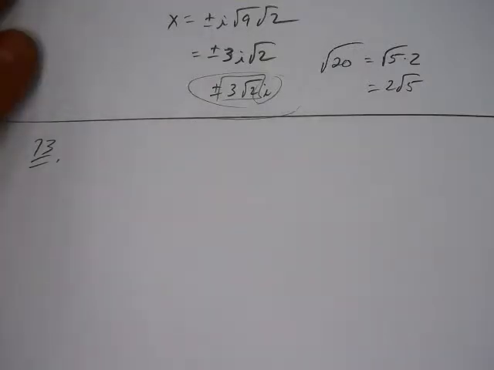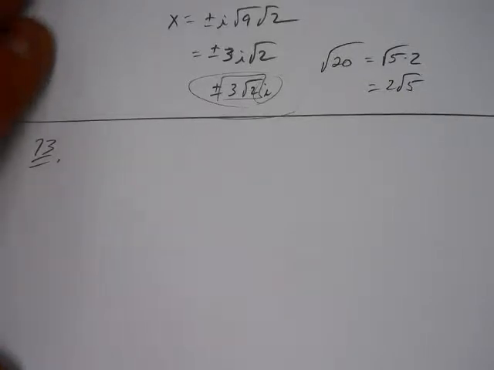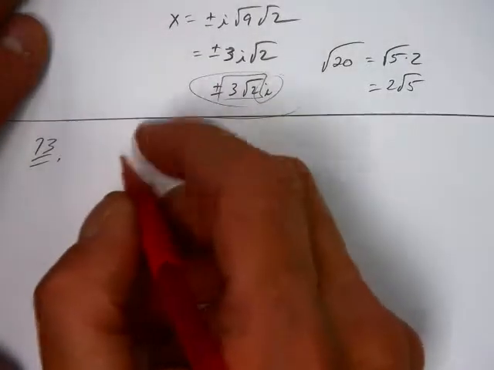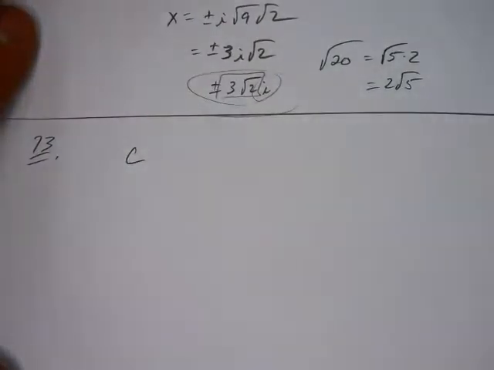One store charged $49 for a pair of pants. This price is $44 more than the amount it costs for the store to buy the pair of pants. After a sale, an employee is allowed to purchase any remaining pairs of pants at 30% off the store's cost. How much would it cost an employee to purchase the pants after the sale? Okay. So, 30% off the store's cost. Ooh, this is kind of interesting. I like this. Okay? So, let's go ahead and say C is the cost.